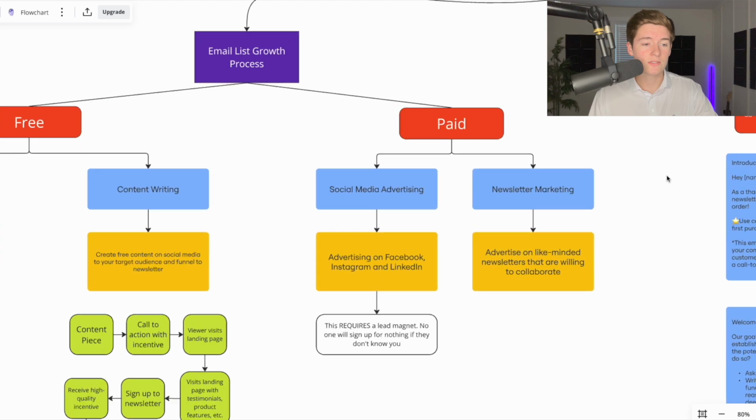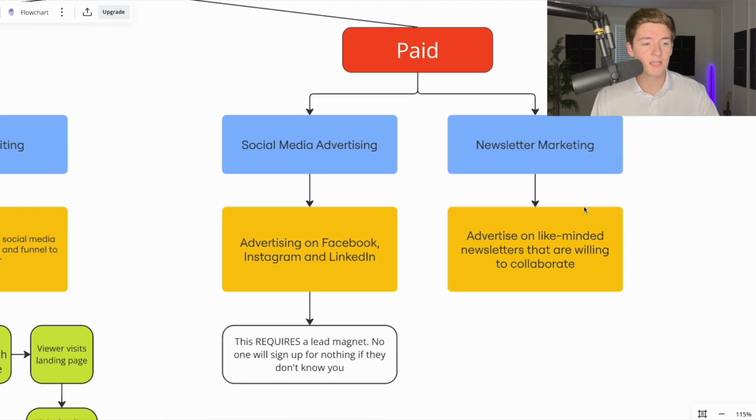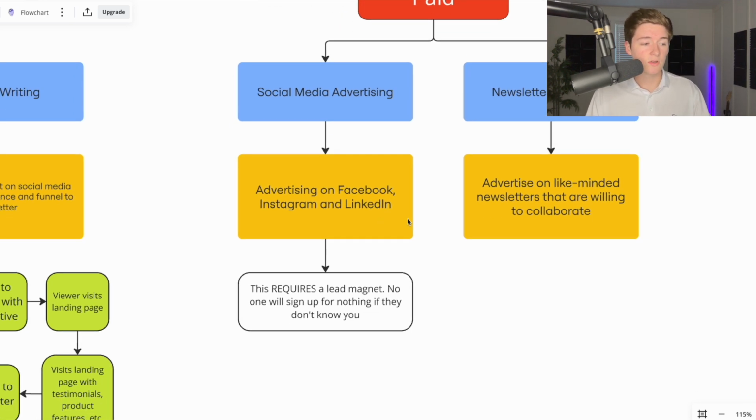But the paid ways are more for scaling. If you want to scale your agency, let's say from 10,000 to 100,000, you're going to want to go paid. Free is more so getting your feet off the ground, getting the first 10,000 subscribers and so on. But paid can be a couple of different things. Social media advertising, which can be Facebook, Instagram, LinkedIn.